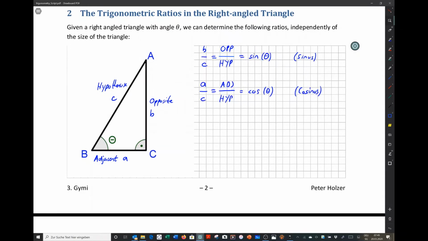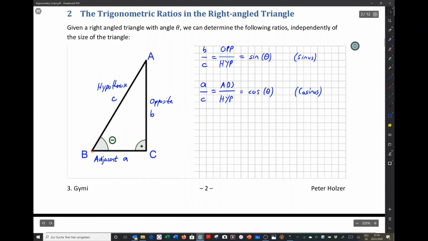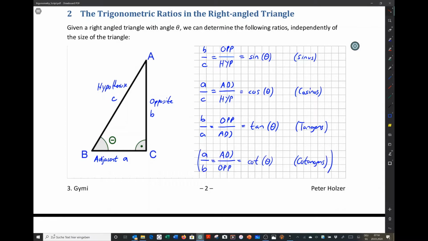The second ratio we're interested in is the one between adjacent A and hypotenuse C. And this is called the cosine of theta, in German Cosinus. The third and last ratio we're interested in is the opposite B divided by the adjacent A. This ratio is called the tangent of theta, or in German Tangens. There is a fourth ratio I want to mention for completeness reasons, adjacent A divided by opposite B, which is called the cotangent of theta, or in German Cotangens, but we're not going to use it.